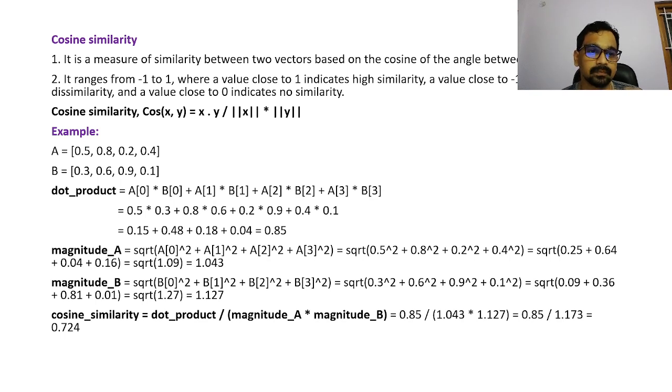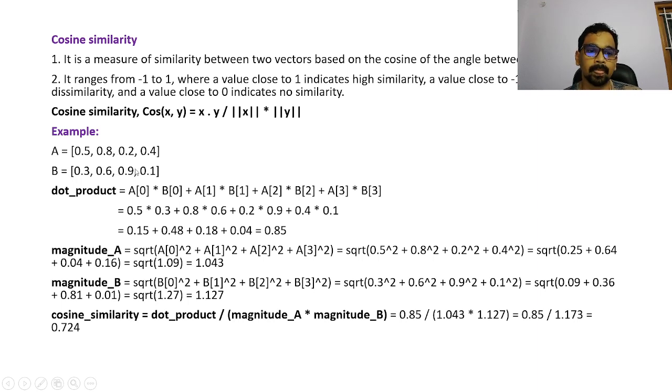Let's take an example. There are 2 vectors in the example. So what is the formula? You have 2 vectors, x and y, and cosine similarity is the dot product of the 2 vectors divided by the magnitude of the x vector times the magnitude of the y vector. The dot product is nothing but element-wise multiplication followed by addition. So it's 0.5 times 0.3 plus 0.8 times 0.6 plus 0.2 times 0.9 plus 0.4 times 0.1.